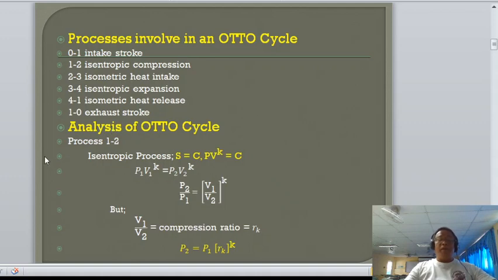But what is the term for the ratio of V sub 1 and V sub 2? This is called the compression ratio, designated as r sub k. Substituting this r sub k into the above equation, we can easily determine the absolute pressure at the end of compression as a function of P sub 1, the absolute pressure at the suction condition, multiplied by the compression ratio raised to k, where k is of course the isentropic constant.